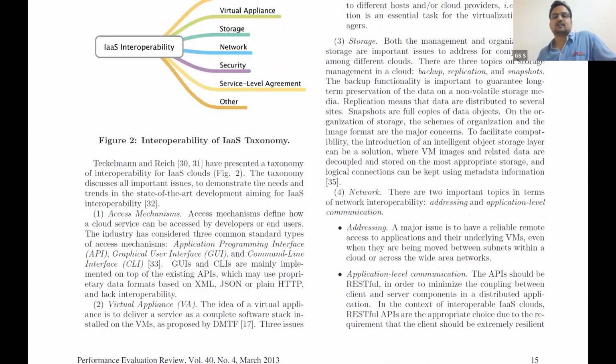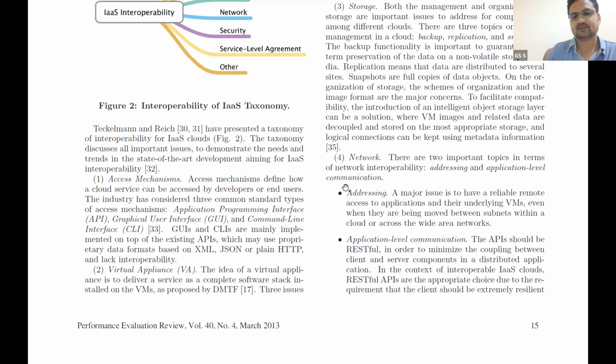Third thing comes up about storage, right? Storage is what? Backup, replication, and snapshot. We have just now talked about it. Backup, VM clone, and snapshot. What is replication? Cloning, copying. So if they are available on one virtual machine platform, they should be available on another virtual machine platform.